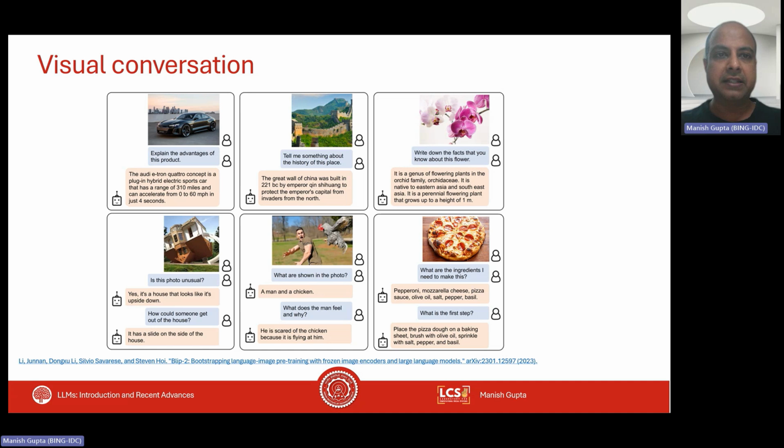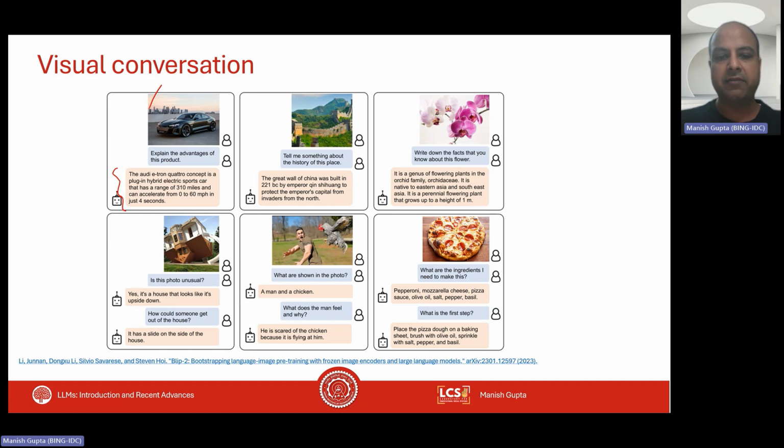However, there are other interesting multimodal tasks. For example, visual conversation. All of these snapshots and task descriptions are taken from some papers which are referenced right at the bottom. In the visual conversation task, the idea is that you provide the model with a particular image, like you see here, and also provide some text associated with it: explain the advantages of the product. And the model can come up with really good advantages of this car. But this is just a factual kind of conversation.